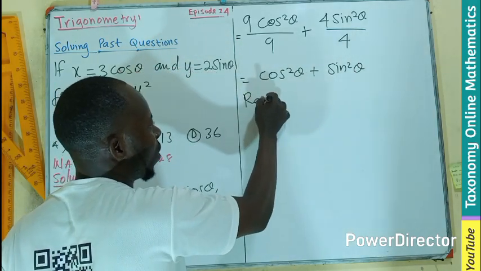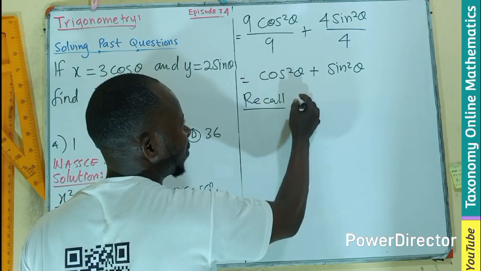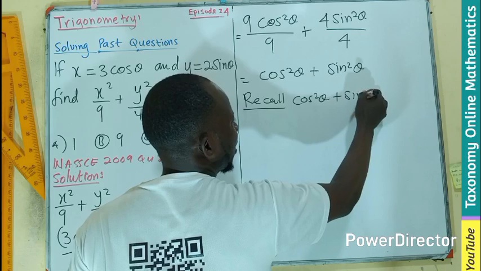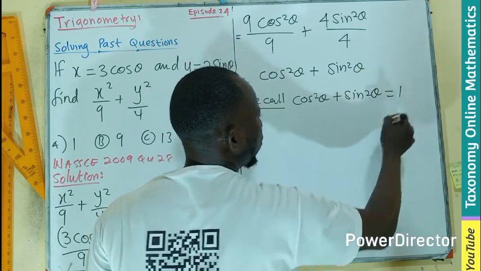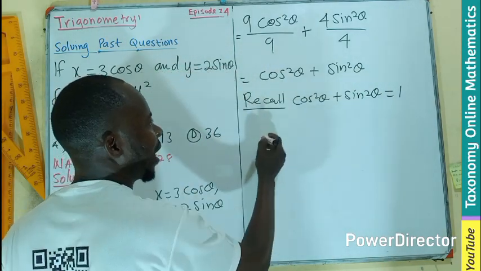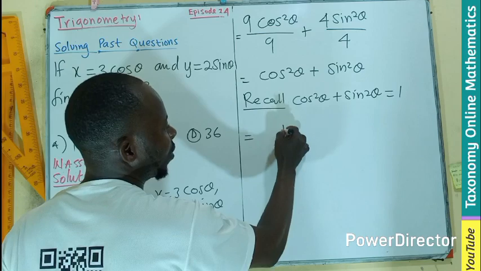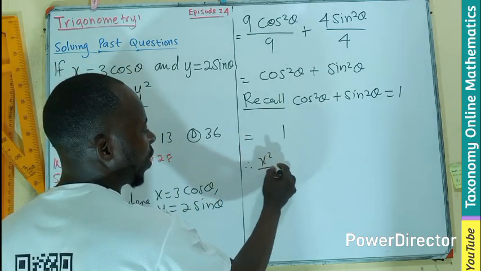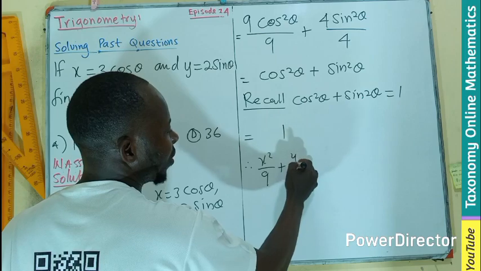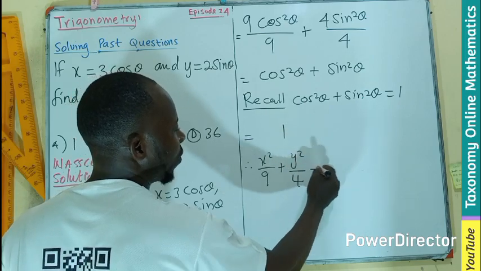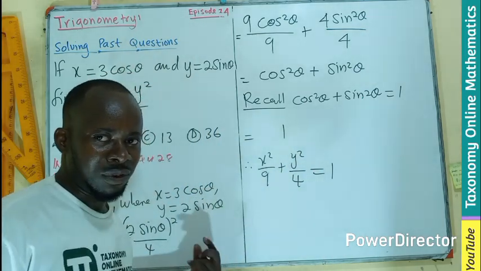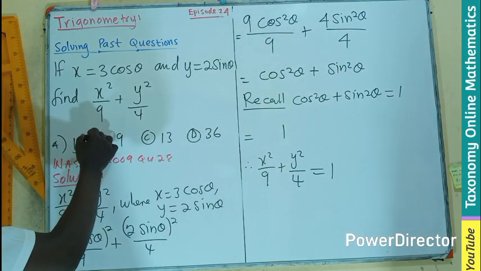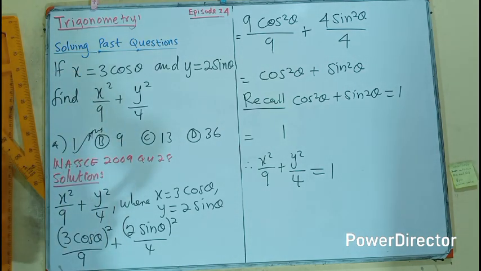So if you do a recall, you know that cos squared theta plus sine squared theta is 1. So this answer is just going to be what? 1. So therefore, your x squared on 9 plus y squared on 4 is 1, in terms of the cos and the sine. And the answer will go for option A.